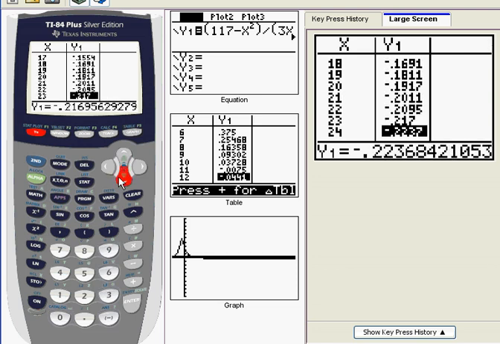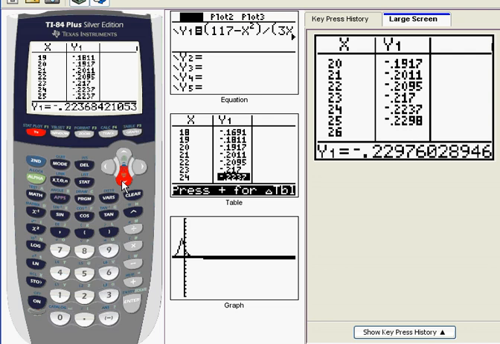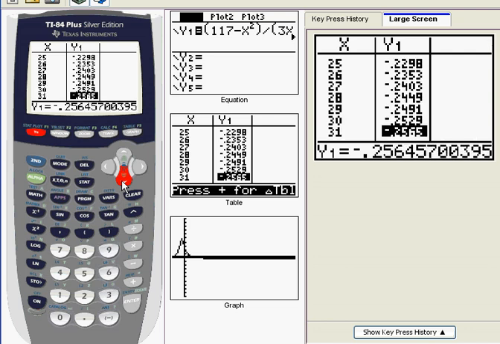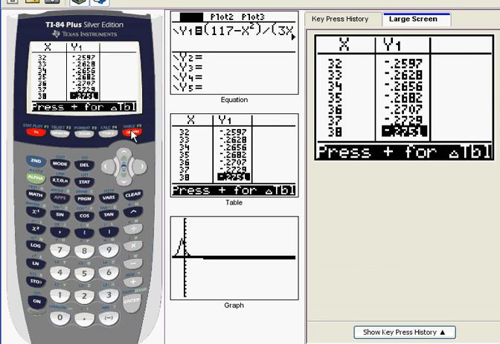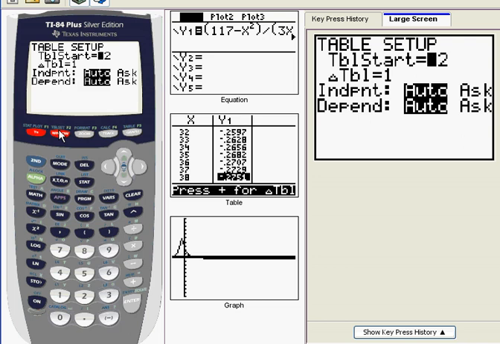and we don't really see it yet for a while, but if I hold this down and I wait, you can watch those y values on the bottom. They look like they're becoming more and more negative. It would be nice to see something further along. So if you go to second table setup, I'm going to change table start to 100. And then I'm going to do delta table by 10.